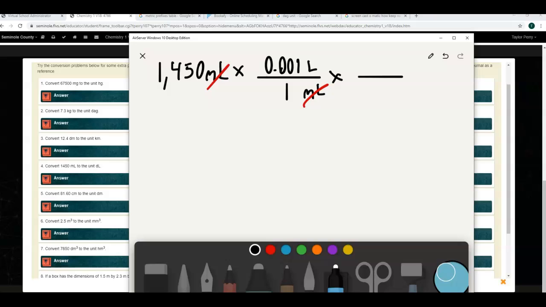I'm converting to deciliters. And again, remember, whatever you're trying to cancel out goes on the bottom. We don't want liters anymore, we want deciliters. So I'm trying to get rid of liters, so that goes on the bottom, and deciliters goes on the top. So that's easy, I already have my units. I just have to figure out which numbers go here.